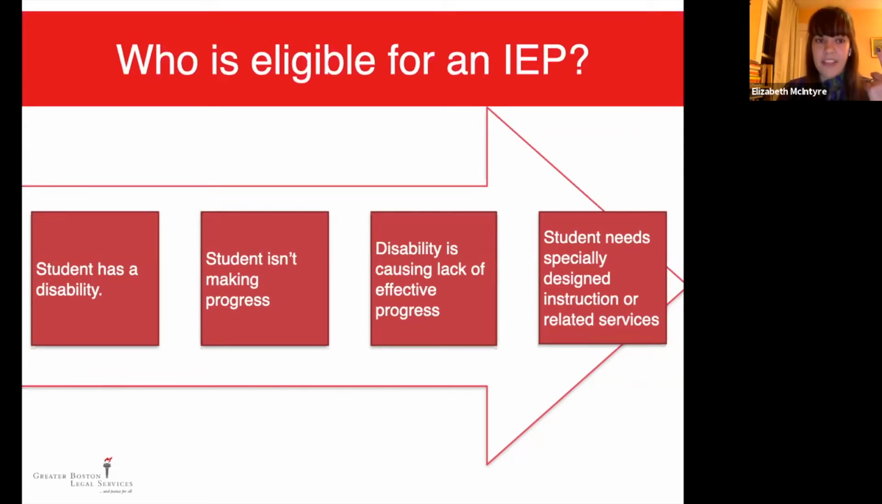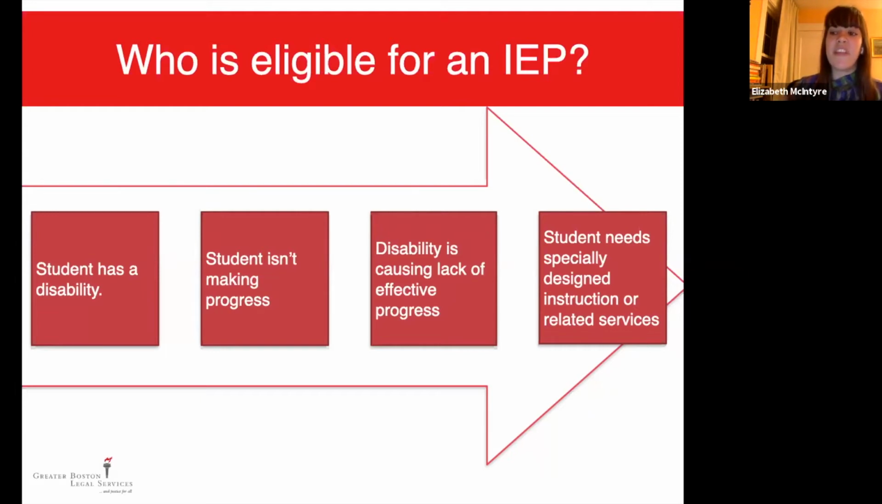So the first step is the student has to have a disability. Then we have to conclude that the student isn't making effective progress in school. We have to agree that the student's disability is what's causing the lack of effective progress. And we have to agree that the student needs specially designed instruction or related services. Specially designed instruction basically means that a student needs to be taught in a very specific way in order for them to understand the academic material. I'm going to go over some more examples of that in a minute.